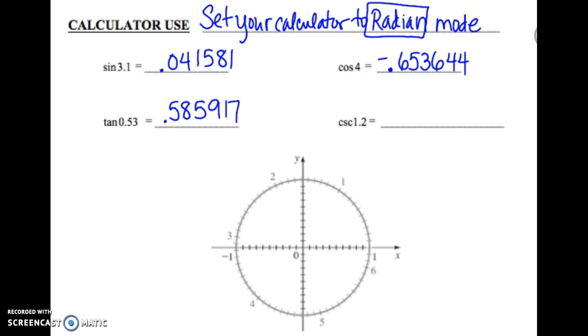Now the last one, be careful. Remember, cosecant is the reciprocal of sine. So you actually have to do 1 divided by sine of 1.2. And that gives you 1.072916.